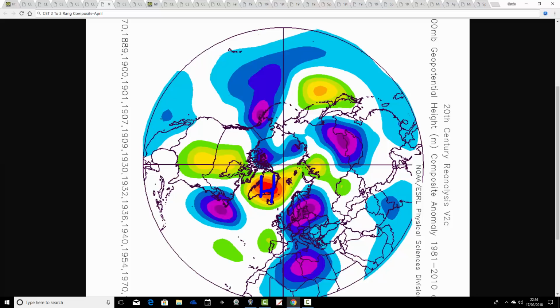A strong blocking signal around Greenland, and then we get this area of below average heights to our east, which means we remain on the cold side of the jet stream. We will be pulling the air down in that sort of direction.